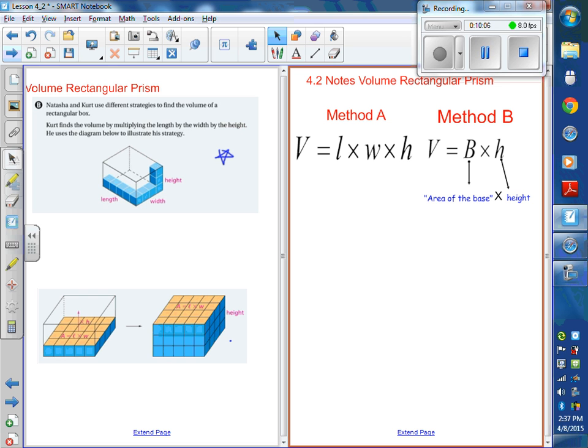So it's whatever the base shape is, that area times the height. So if the base shape is a triangle, you find the area of the triangle and times it by the height. You get that? But today we're going to just focus on rectangular prisms. But I'm telling you both methods because eventually we focus on more than one type. Okay, so write that down. Brittany, that's you too.